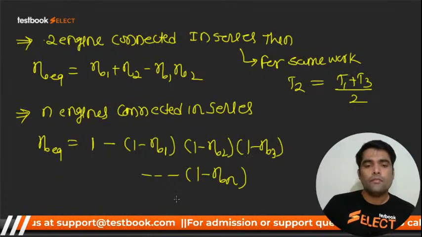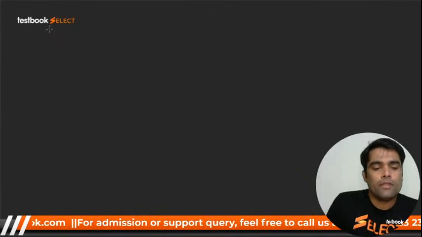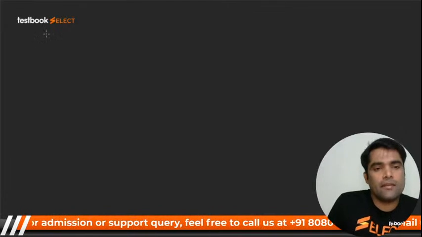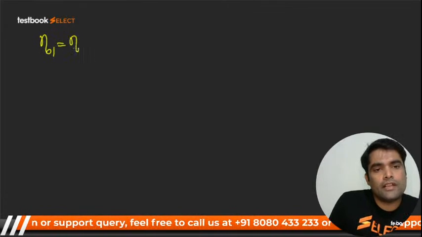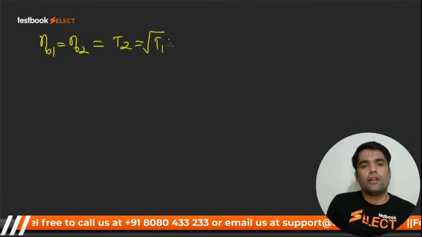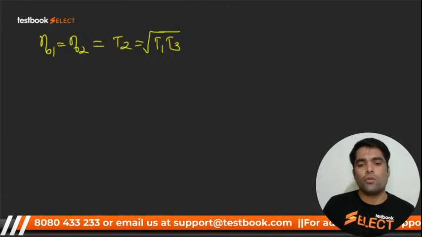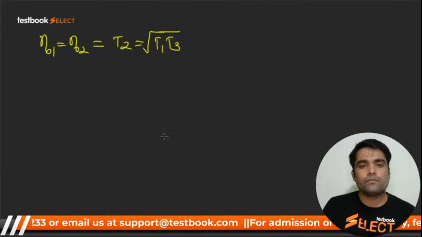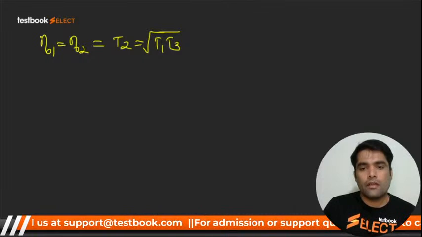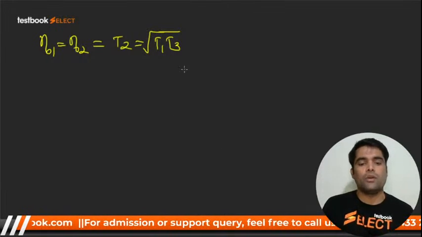Okay. And one more thing, if you want the same efficiency, or we can say eta 1 is equal to eta 2, then what should it be? T2 is equal to under root of T1 into T3. I hope you got it. Yes or no? Here we go. That is T1 into T3.